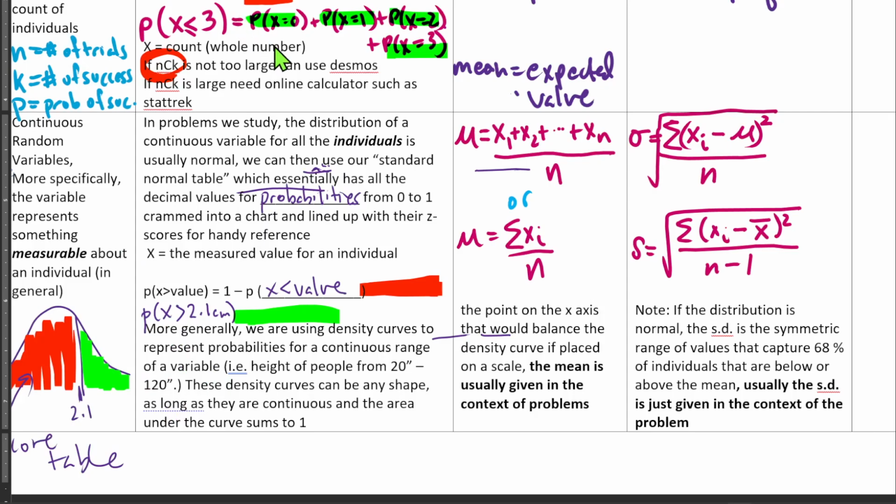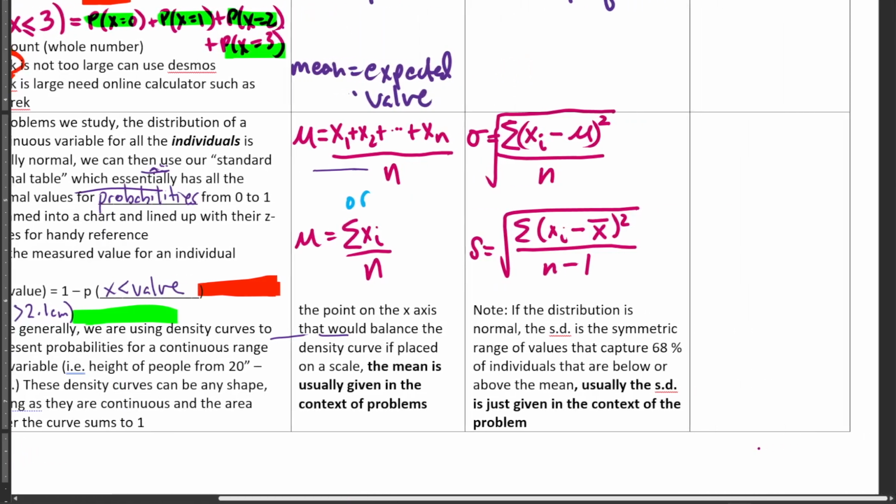The beautiful thing is that most of the time, all this stuff right here, the mean and the standard deviation, is given to you. And to be honest, if one of these is not given to you, they're not expecting you to calculate it. Why? Well, because you have to know every single individual in the population, right? Each individual minus the mean, squared. That's like impossible, right?